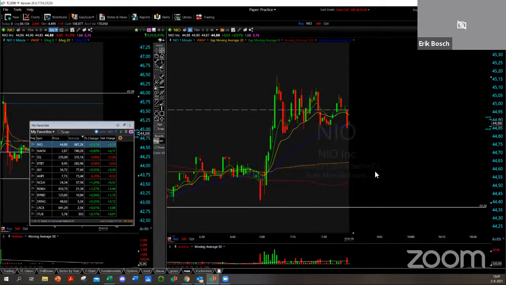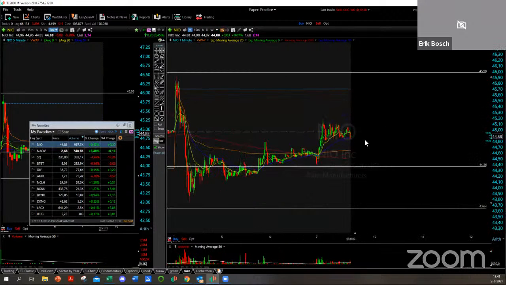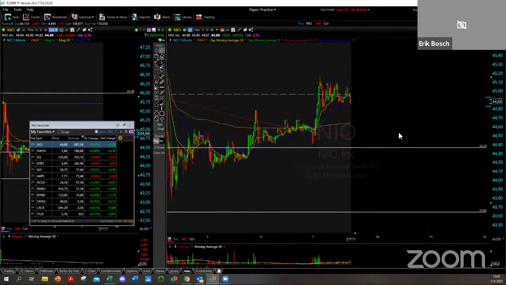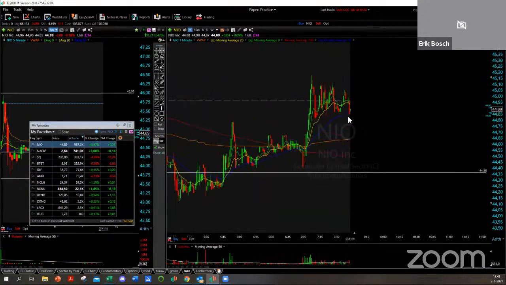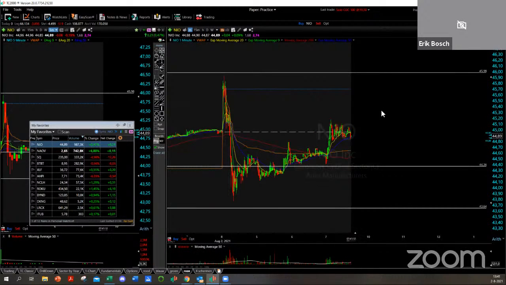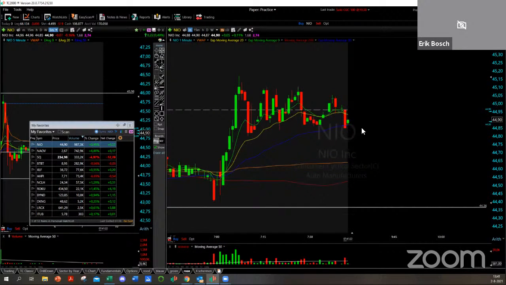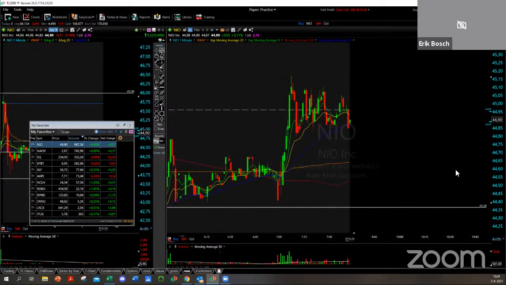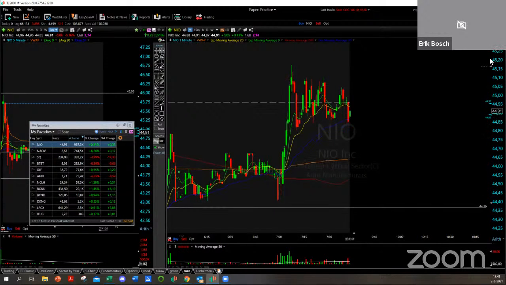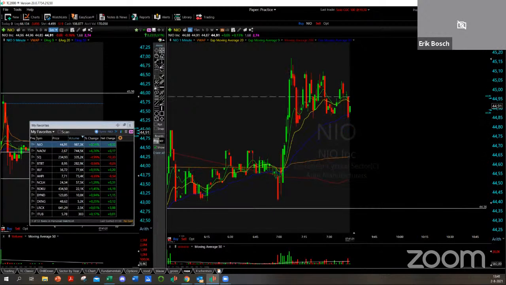The volume is not all right in order to do something right now, but yeah, it might be interesting. So now that this thing is above VWAP, we might want to look at something that's also interesting.